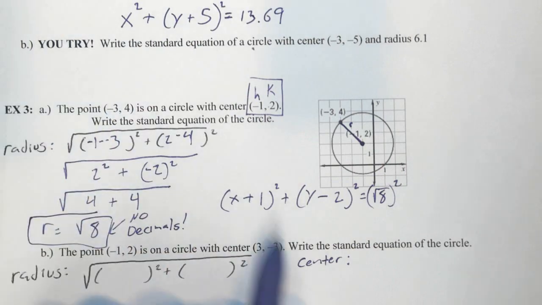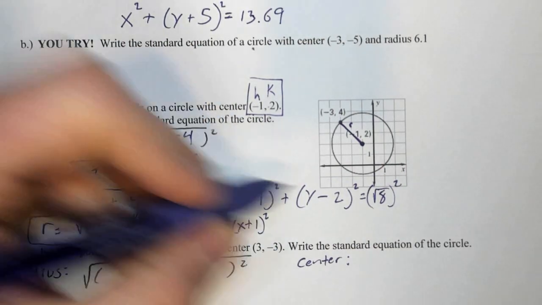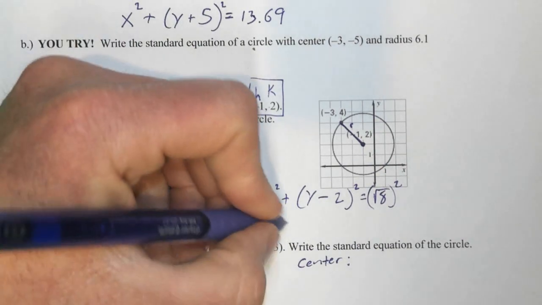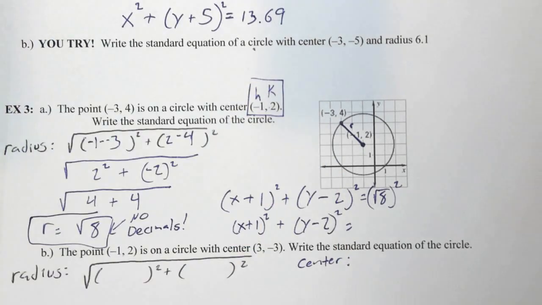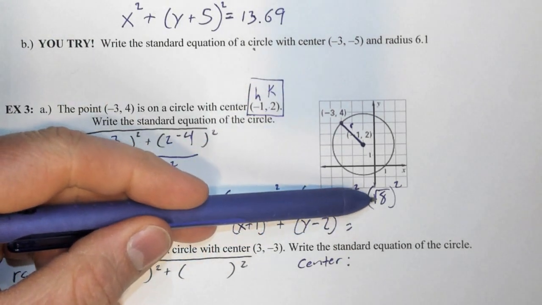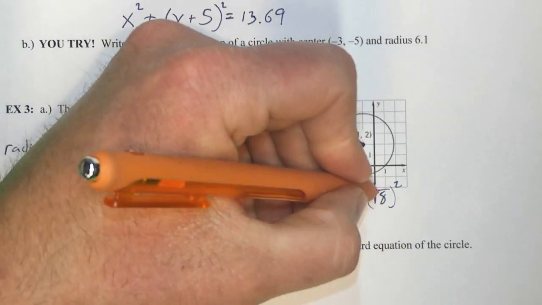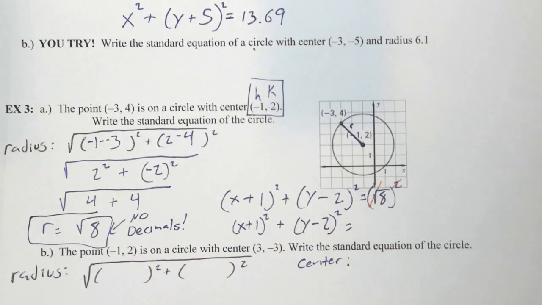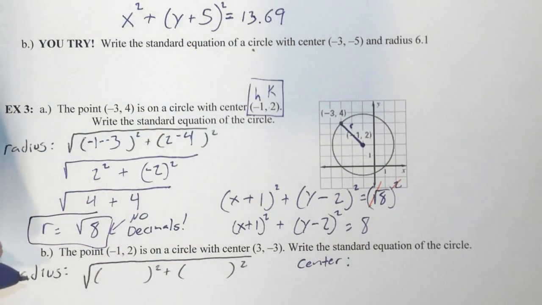Okay, let's simplify. X plus 1 cannot be simplified at all, so we're going to leave it as x plus 1 squared. Y minus 2 cannot be simplified at all, so we will leave it as y minus 2 squared. And now here's the fun part. Do you know what happens when you have a square root and a power of 2 at the same time? The thing that happens here is that they cancel each other out, and you are left with 8. So that is a really, really great trick right there.